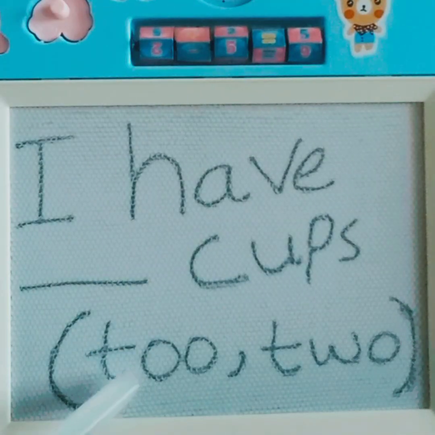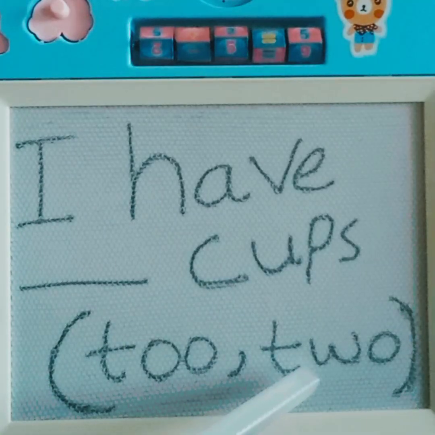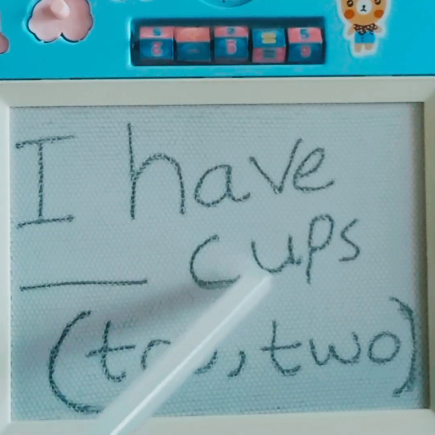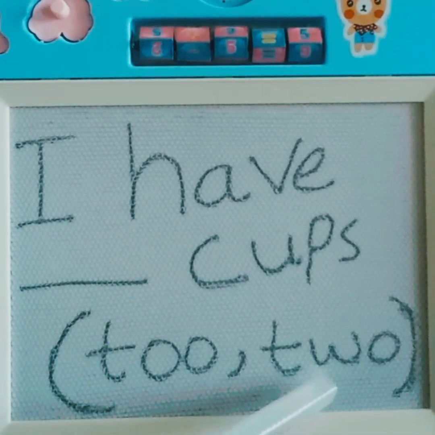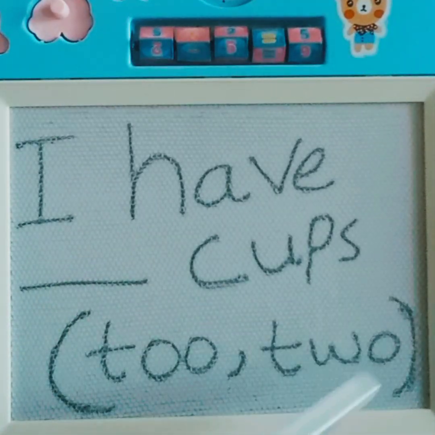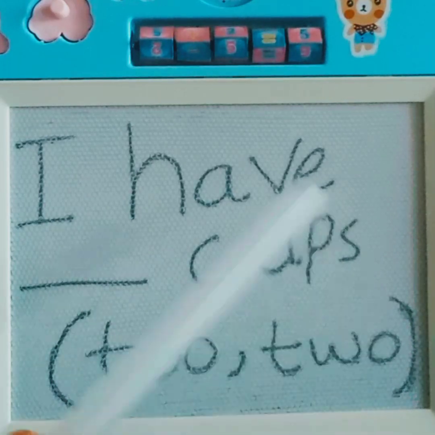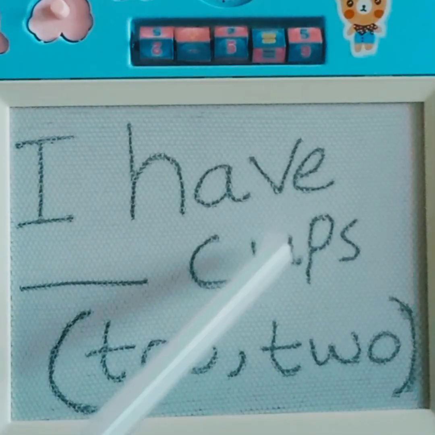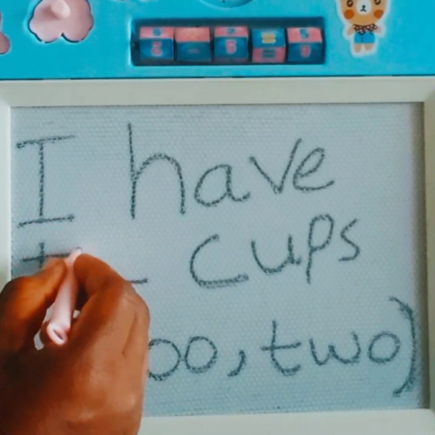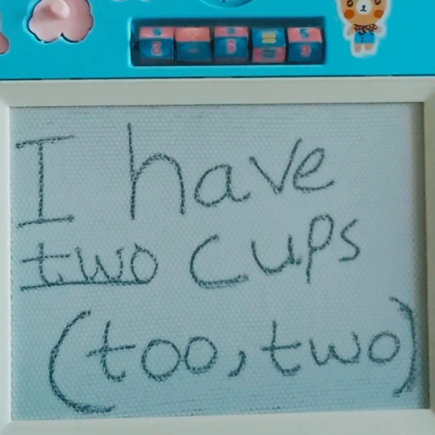If you said T-O-O, you're wrong. The answer is T-W-O. Here we are talking of a number and not also, which would be this. So we are talking of a number and this should be the answer. T-W-O. I have two cups. Can you see the benefit of knowing your homophones?